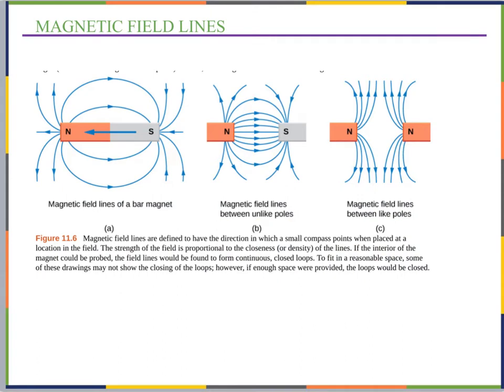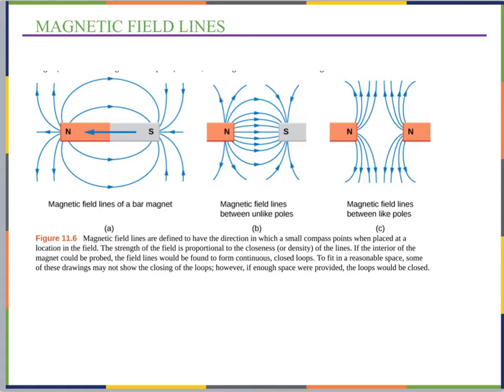Okay, so here are some pictures showing magnetic field lines in different scenarios. There's the magnetic field lines just for a bar magnet, which we kind of saw when we saw the picture of the Earth. One of the things that isn't really shown in this picture is that these field lines are actually continuous in that they always form closed loops.